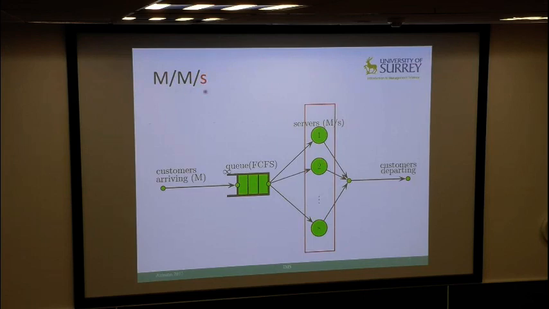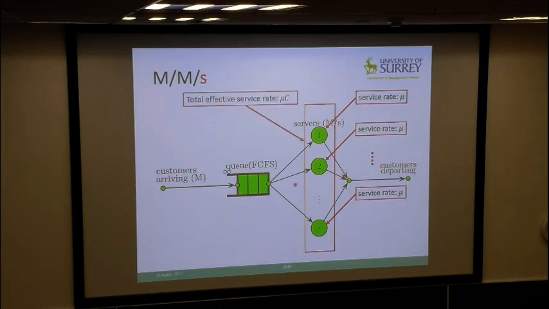Usually in this name, S represents the multiple servers, but in most of the calculations we use C to represent the number of servers. So for the first employee, the service rate might be mu, so we can easily calculate that. And the second one, we have another mu working in parallel. And so on and so forth, we can have a lot of different mu's working in parallel. So apparently the total effective service rate is mu times C, and C is the number of servers.